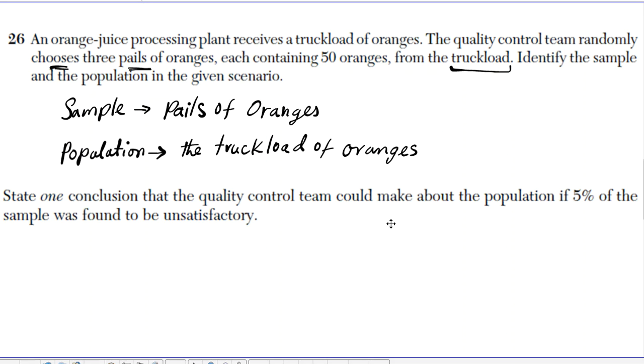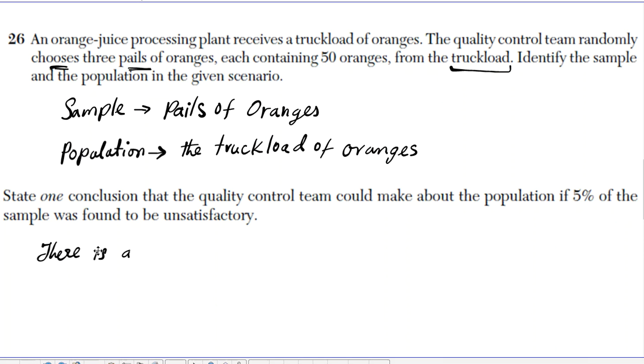Alright, the second part is state one conclusion that the quality control team could make about the population if 5% of the sample was found unsatisfactory. Okay, so all we just have to do is state this observation that they made, 5% of the sample was unsatisfactory, as a probability type statement. Okay, so there are different ways you can write it.